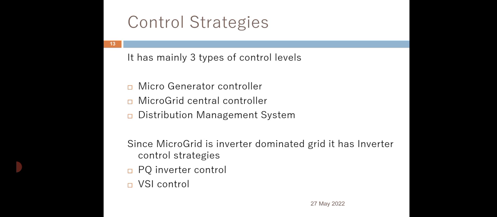Control strategy. It has mainly three types of control levels. First is the microgenerator controller, then the microgrid central controller, and the distribution management system. Since a microgrid is an inverter dominated grid, it has an inverter control strategy: PQ inverter control and VSI controller.